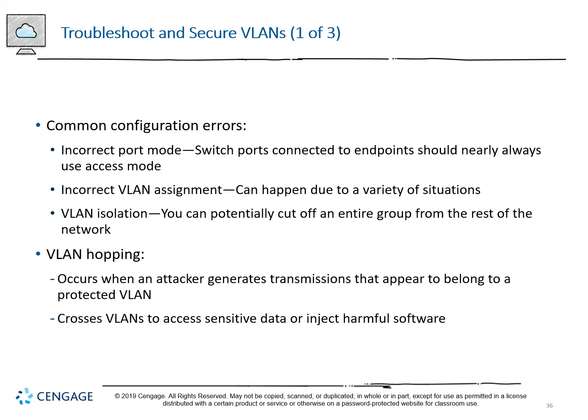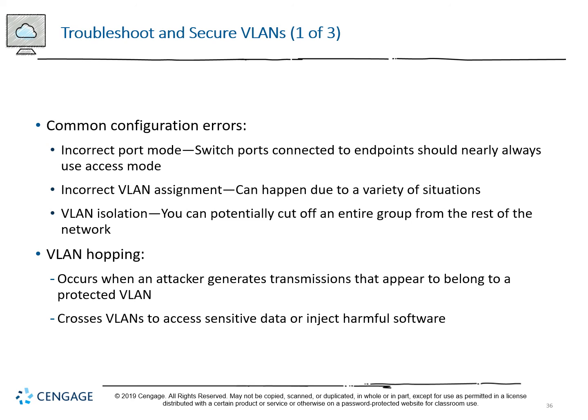Now there are some common errors that we may run into. Maybe we have a port in the wrong mode. Switch ports are often connected to endpoints and are set up in access mode, but can sometimes be set up for trunking mode, which will cause problems. We can also have an incorrect VLAN assignment. We just mistype, or maybe there's a configuration error.